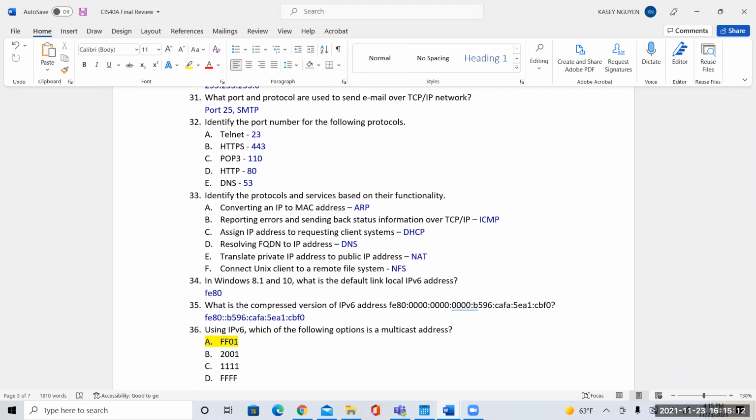Using IPv6, which of the following options is a multicast address? And that's your A. The B is a global address. C, that doesn't really exist. And F is when it broadcasts, it turns all the Fs on. So A, FF01, always remember that. That's going to be, by default, a multicast address.